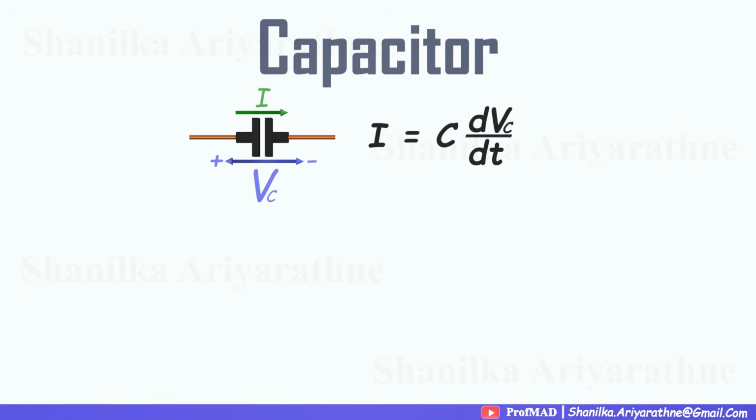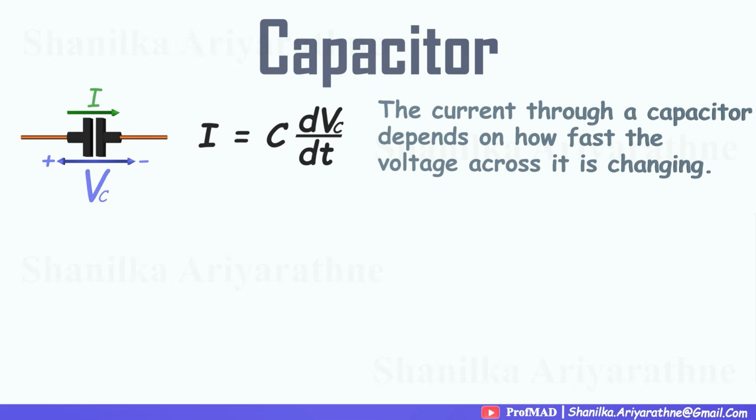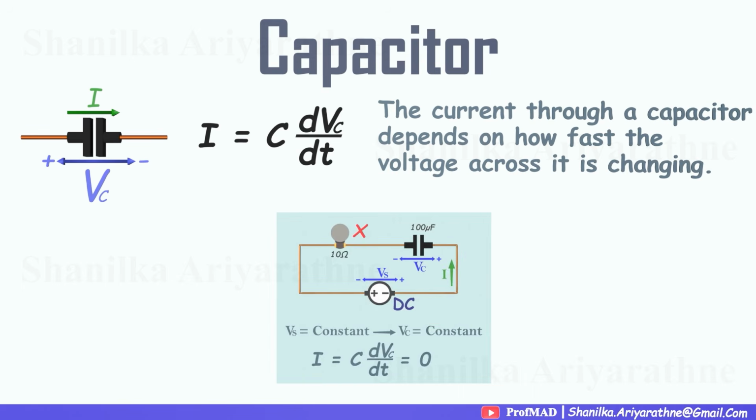If we look at the capacitor equation, it tells us that the current through a capacitor depends on how fast the voltage across it changes. When the supply voltage is constant, like DC, the voltage across the capacitor also eventually becomes constant. And if the voltage is no longer changing, the current becomes zero. At that point, the capacitor behaves almost like an open switch. The entire supply voltage appears across the capacitor, leaving almost no voltage across the light bulb. So the bulb turns off in the DC circuit with a series capacitor.